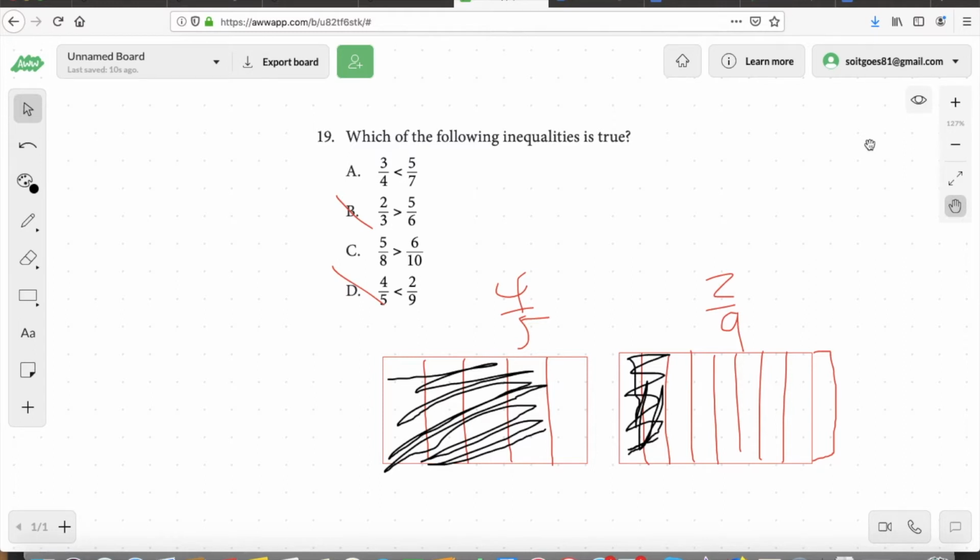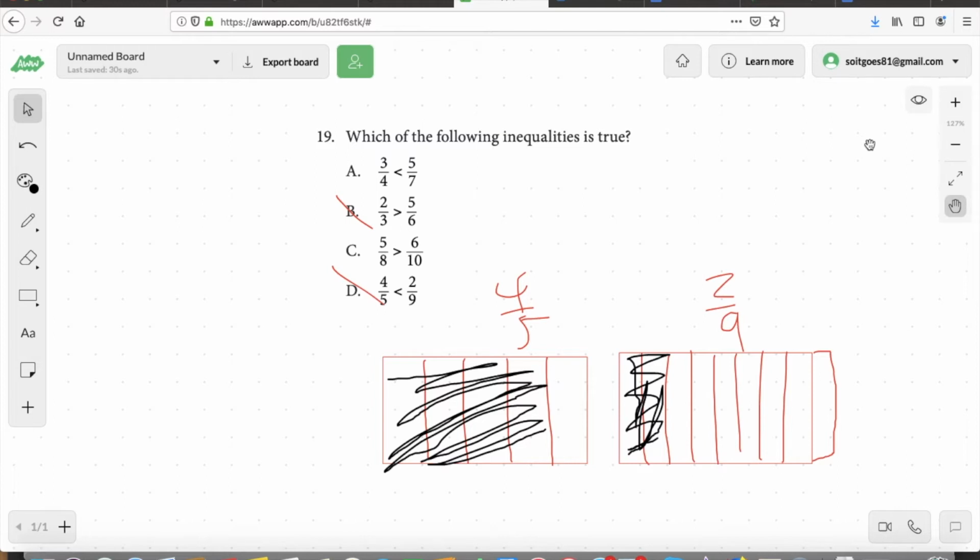Well, let me teach you a little trick for common denominators. You may not find the lowest common denominator, which is always kind of ideal, but you will always find a common denominator if you just multiply the denominators.